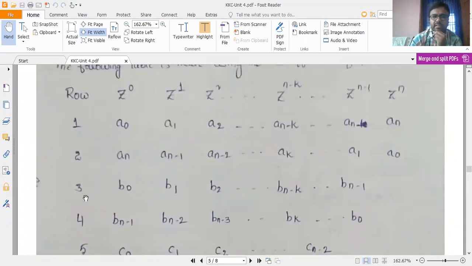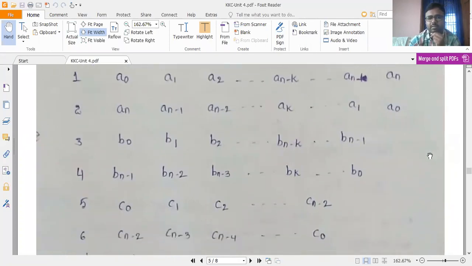Okay. So initially, the first row is going to consist of values from z0 to z power n. That means the coefficients of this particular polynomial are a0, a1, a2 and so on up to an. And the second row is going to be the reciprocal, or vice versa, of this particular first row: an, an minus 1, an minus 2, and so on up to a0.